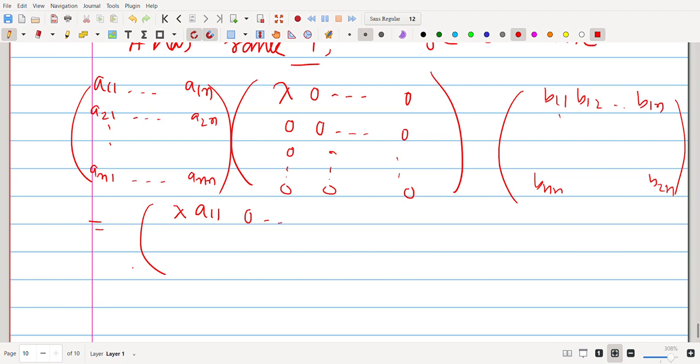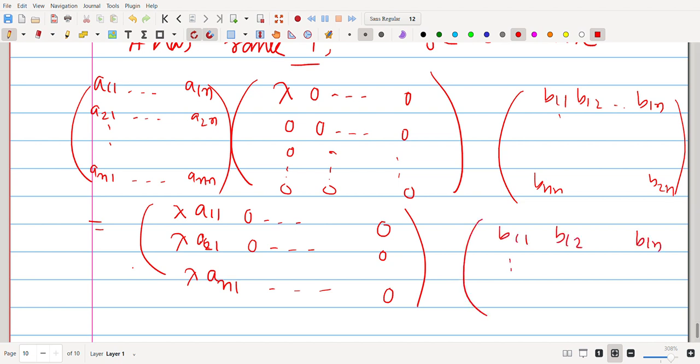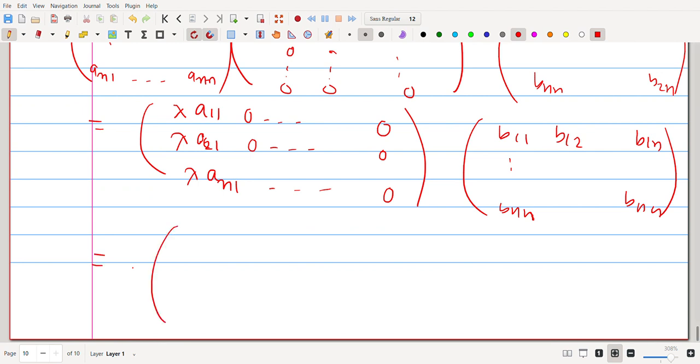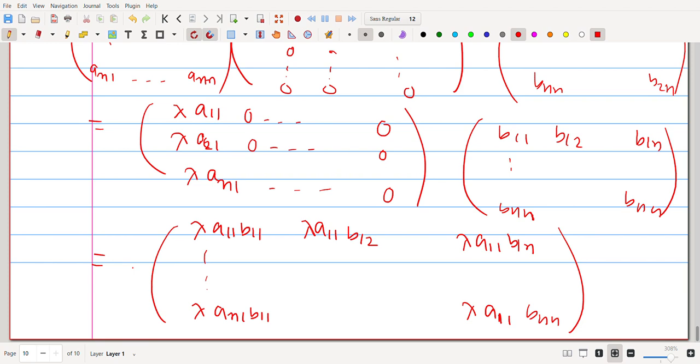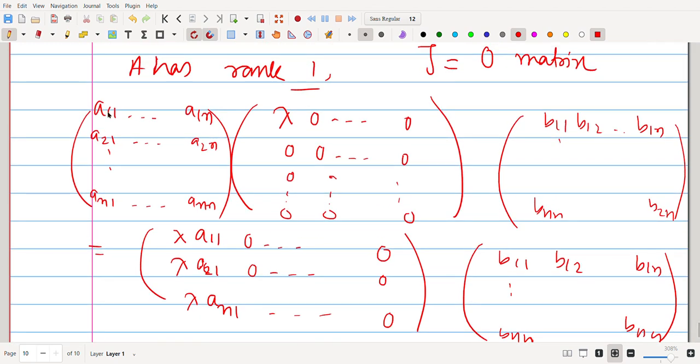Okay, so then you will get this: the first row is lambda a11 b11, lambda a11 b12, up to lambda a11 b1n, then lambda an1 b11 up to lambda an1 bnn. It is just computation, you can see it easily.